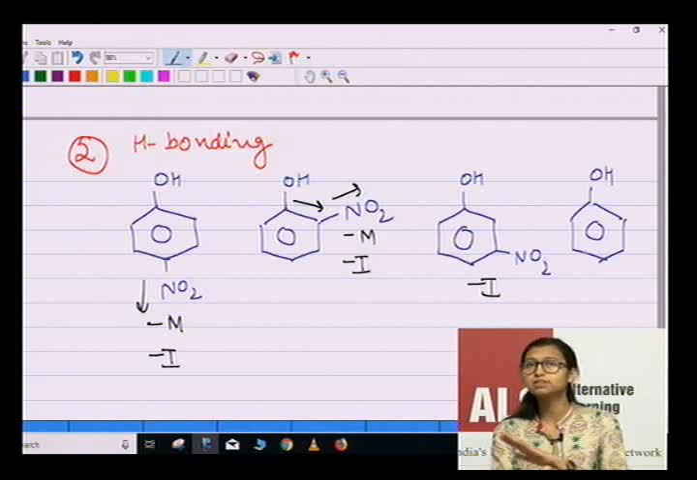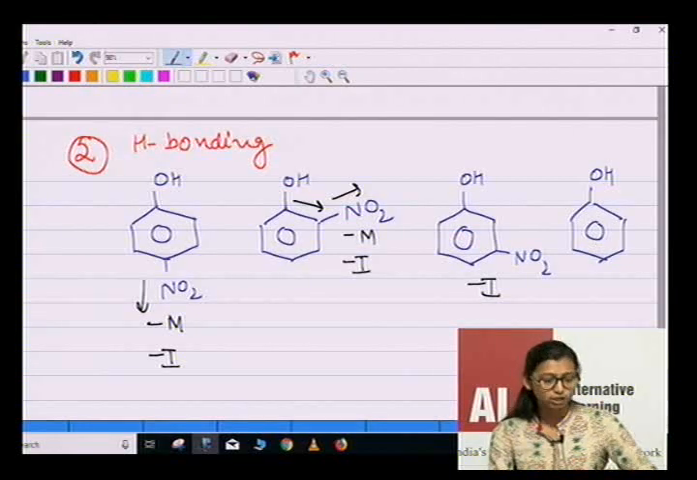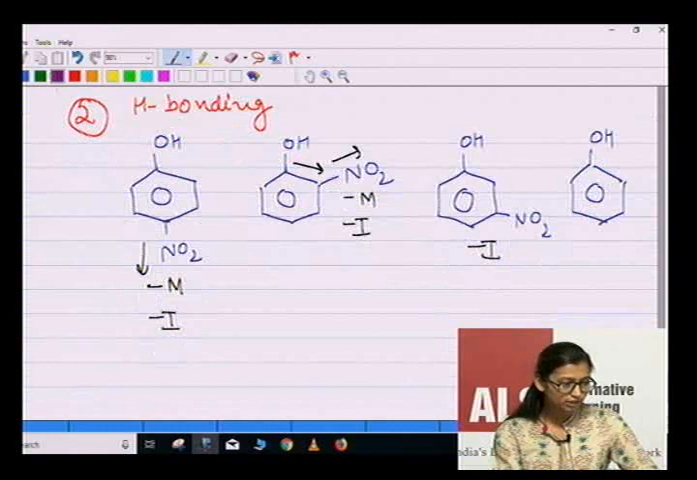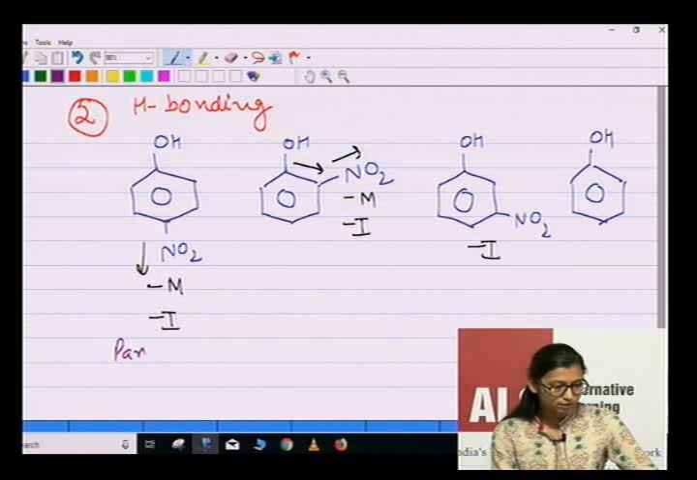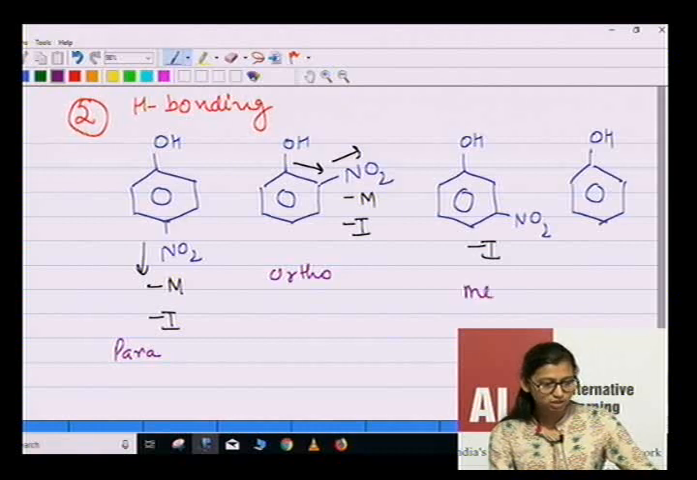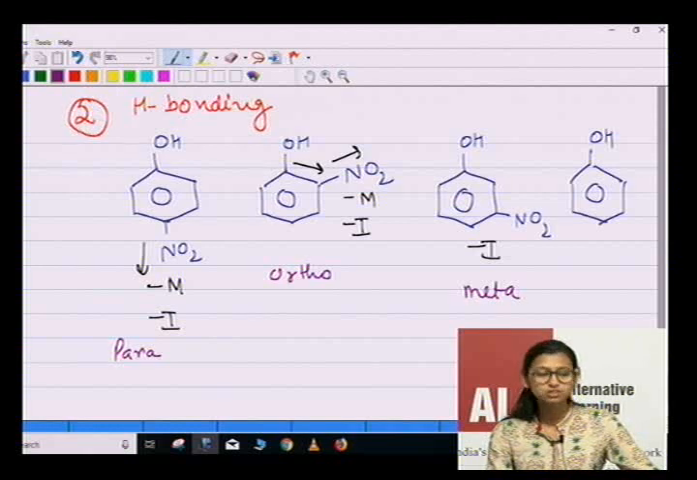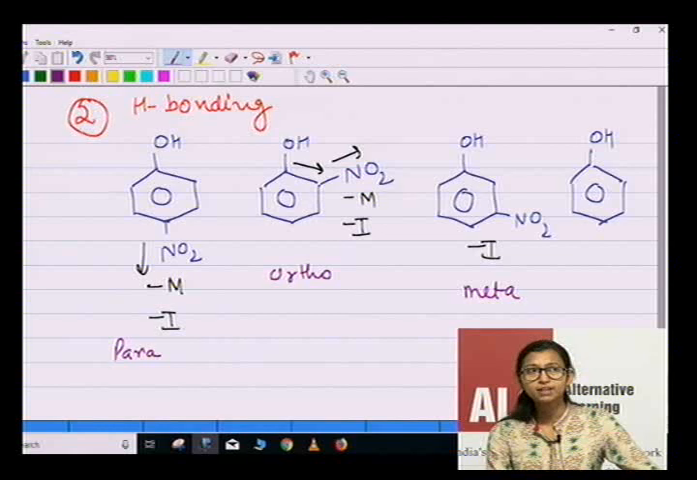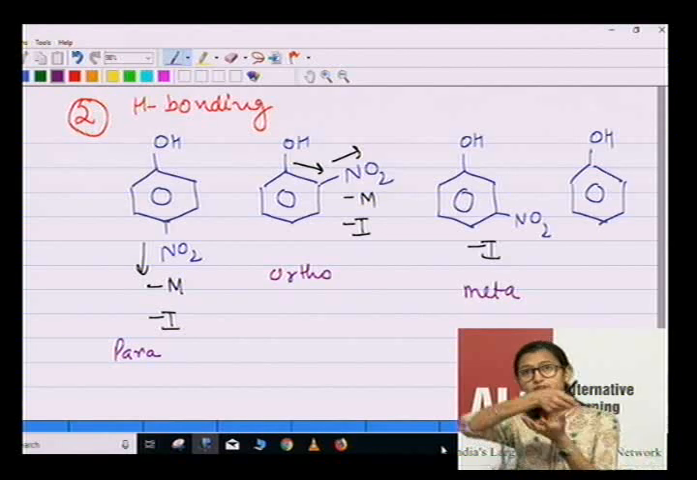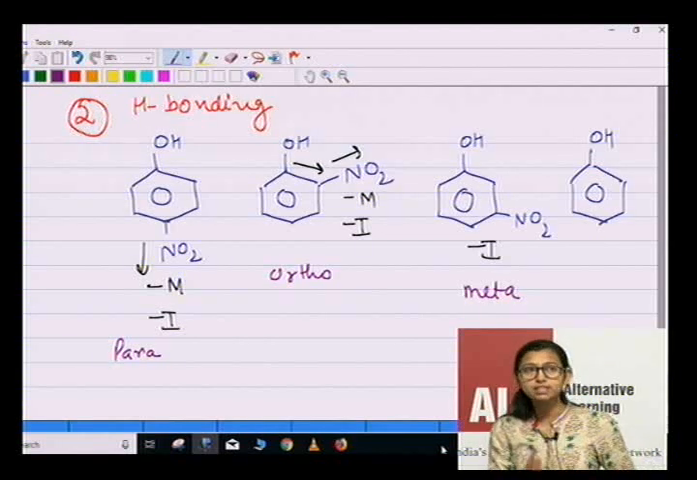And in the last one there is nothing. There is a simple phenol. Now what is happening? I am just writing the names. This is the para, this is the ortho, this is the meta, and that is the simple phenol. If I simply write the order this time, what do you think, which should come first? In the first and second, the mesomeric effect is the same, and the inductive is closer in the case of the second one.